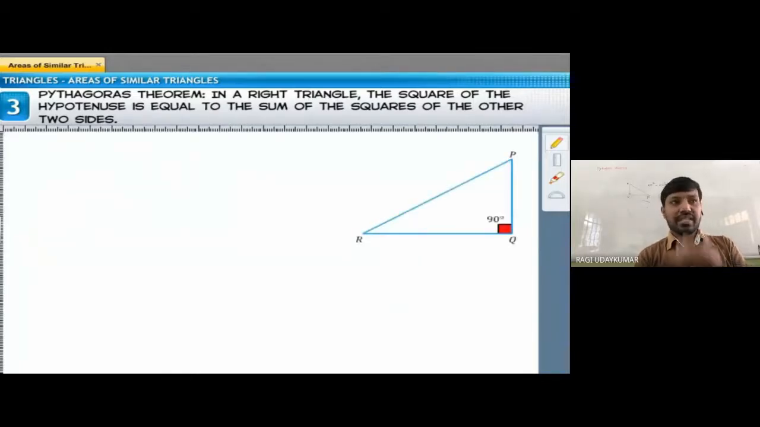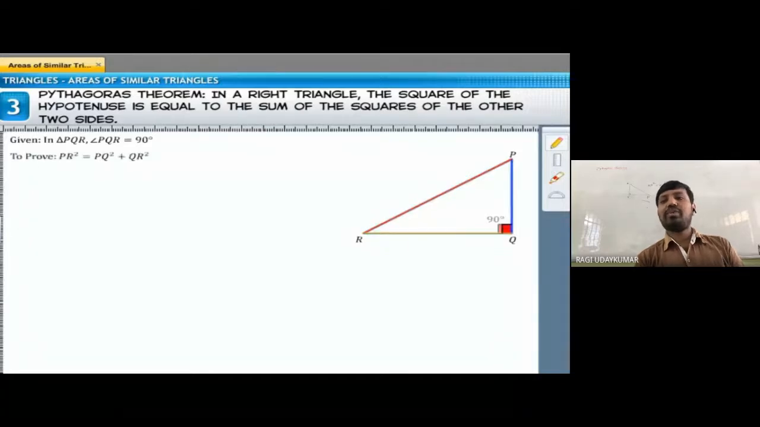And to prove this statement, we need to use that. Let us take the triangle PQR, in which angle Q is 90 degrees. Means angle PQR is 90 degrees. Therefore, PR becomes the hypotenuse, and PQ and QR are the other two sides. So we need to prove that PR square is equal to PQ square plus QR square.